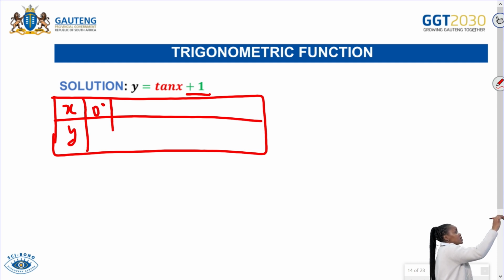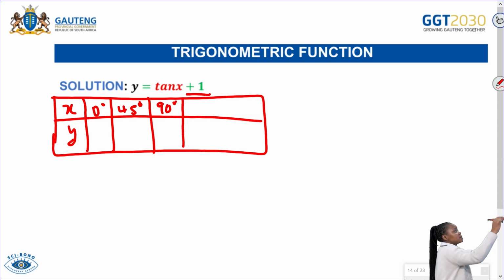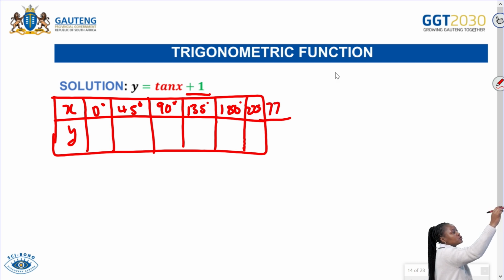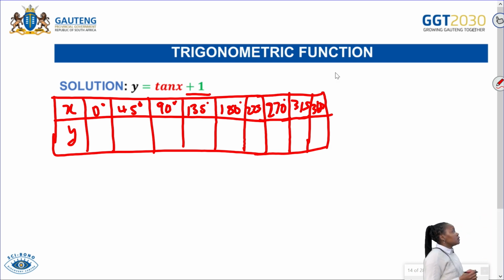So we are starting from 0, we are going to 45. Remember, we're using the intervals of 45, right? Because the period hasn't changed. So we move to 90 degrees, 135 degrees, 180, 225, 270, 315, up until 360. Okay, so we know that at 90 you have an error, you have your asymptote. At 270 you have your asymptote again.